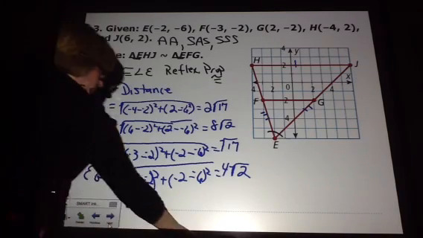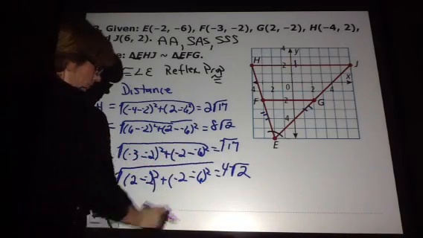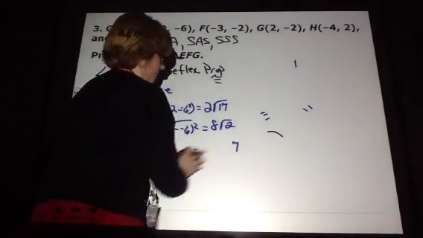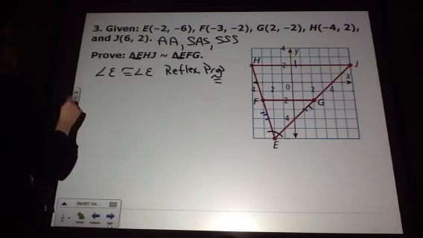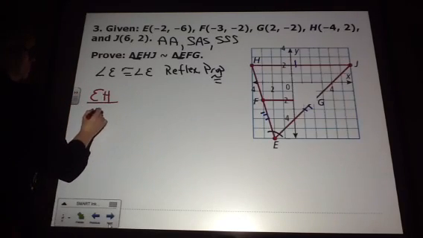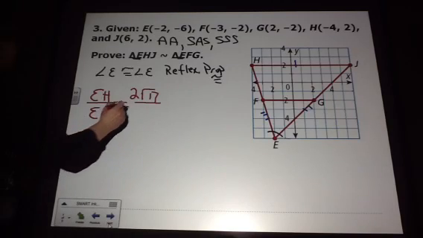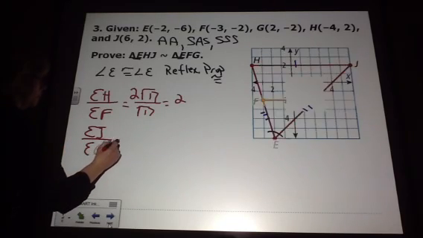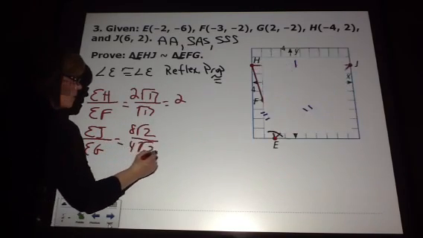Okay, now I can set up my ratios. So I have EH and EF. Okay, we said EH was 2 square root of 17, and we said EF was square root of 17, so that simplifies to 2. And then we need to set up EJ over EG. We said EJ was 8 square root of 2, and EG was 4 square root of 2. When you simplify that out, you get 2.